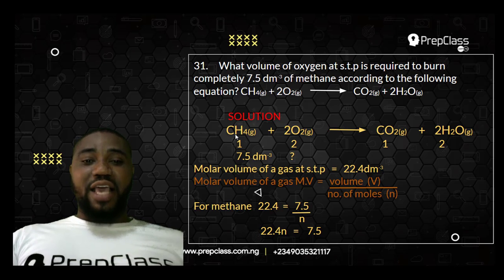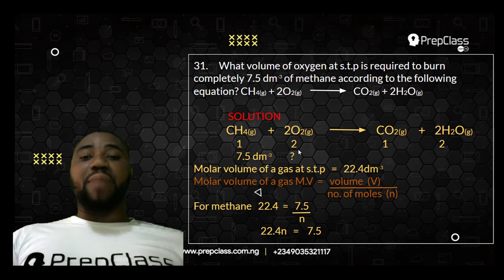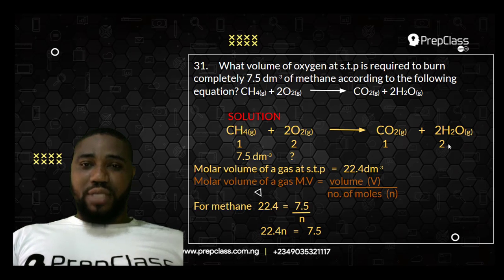So you can see here CH4 for methane is 1 mole, oxygen O2 is 2 moles, carbon dioxide is 1 mole, and water is 2 moles. So that means that 1 mole of methane is burned completely by 2 moles of oxygen to give 1 mole of carbon dioxide and 2 moles of water.